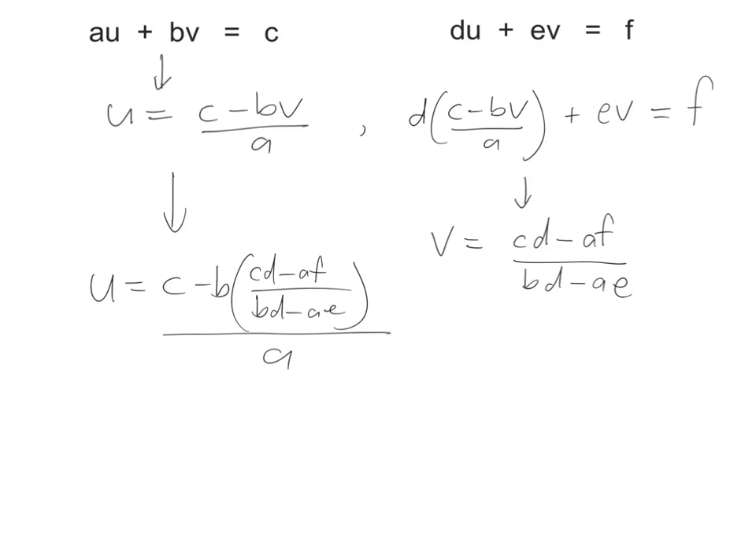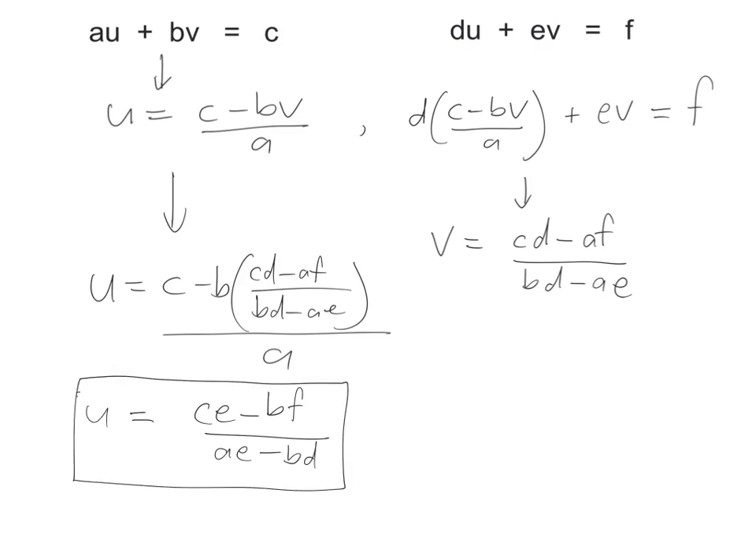By the way, if we wanted to simplify this expression for u, we can algebraically manipulate it a little bit, and we could write it as follows: (ce minus bf) over (ae minus bd). So there it is, a little bit simplified. And let me box this. So here's what u is in terms of known quantities. Here's what v is in terms of known quantities. So we've solved the problem.